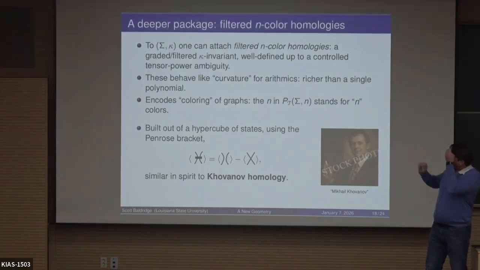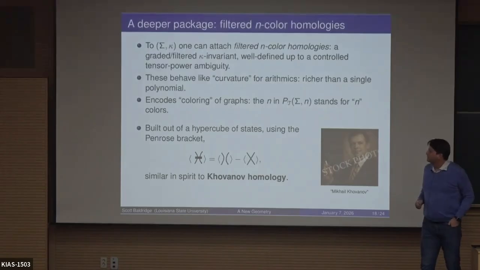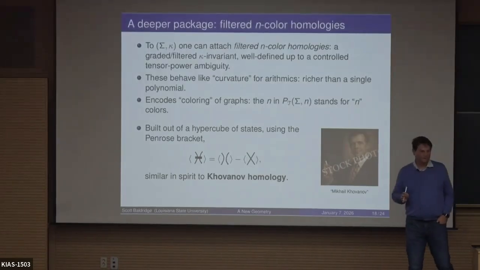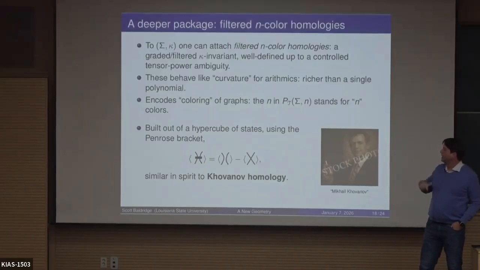All right, so there's a deeper package, and that is filtered n-color homologies. And it's a graded filtered kappa invariant. If you have to work harder, much harder. But these behave like curvatures for arithmetic. They're richer than just the polynomial.